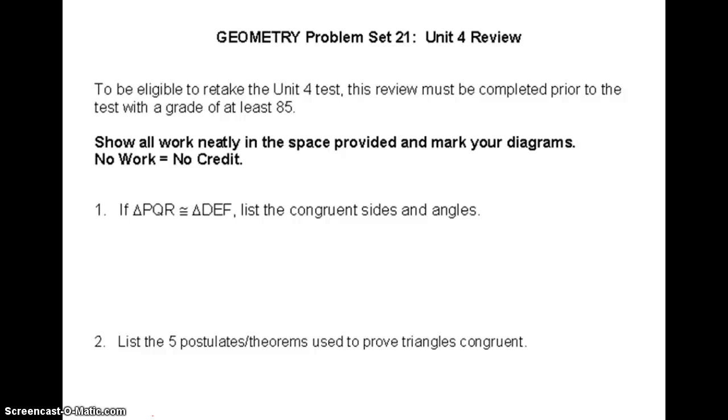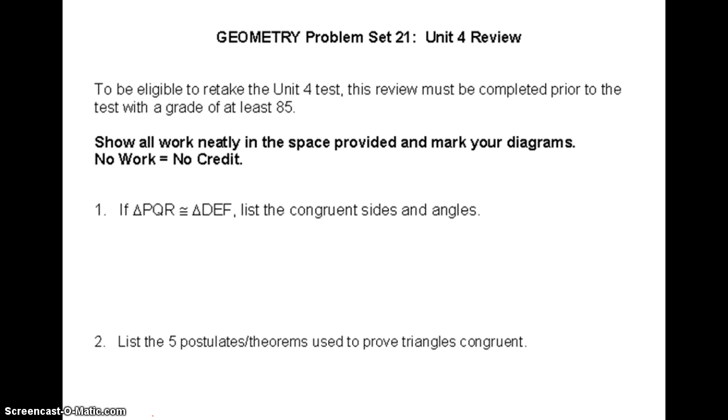Okay, this is your geometry problem set 21, Unit 4 review. Remember, to be eligible to retake your Unit 4 test, this review must be completed prior to the test with a grade of at least 85. Show all work neatly in the space provided and mark your diagrams. No work equals no credit.